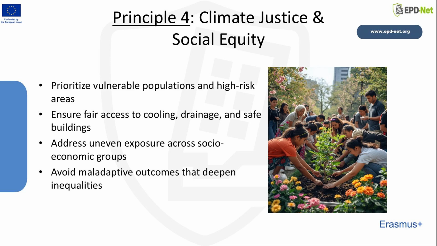The fourth principle is climate justice and social equity. Climate hazards do not affect all communities equally, and retrofit planning must recognize this uneven reality. Low-income and marginalized populations are often more exposed to risk and have fewer resources for preparation, recovery, or self-protection. As a result, retrofitting should prioritize vulnerable groups and ensure fair access to cooling, drainage, safe infrastructure, and other protective measures. It is also important to avoid maladaptive outcomes, such as projects that improve one area while unintentionally deepening inequalities elsewhere.